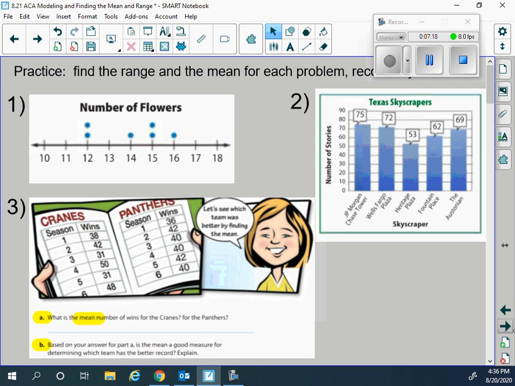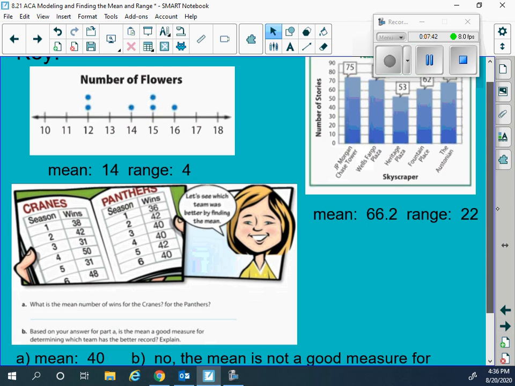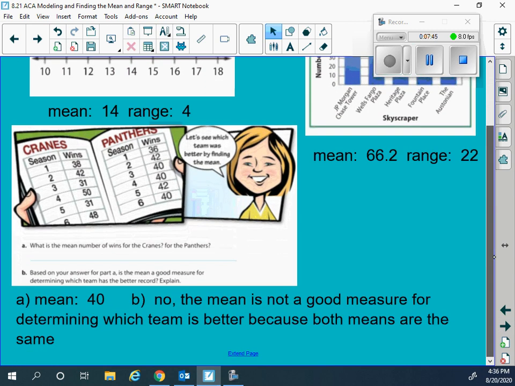Okay, so now what I have for you guys is 3 practice problems. You need to find the range and the mean for each problem. You're going to do this in your ISN. So if you're at home trying to catch up, pause the video. All right, hopefully you got that done. You can check your answers here. For the first one, the mean was 14, the range was 4. This one, 66.2, and the range was 22. And then on that last one, the mean was 40. No, the mean would not be a good measure for determining which team is better because both means are the same. Okay?